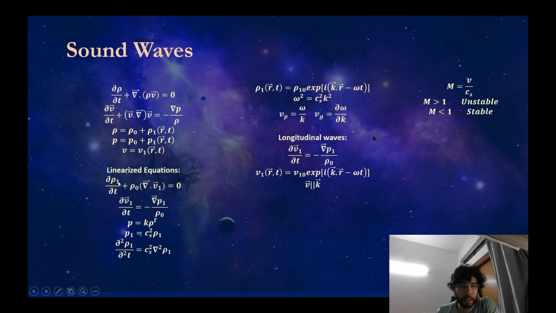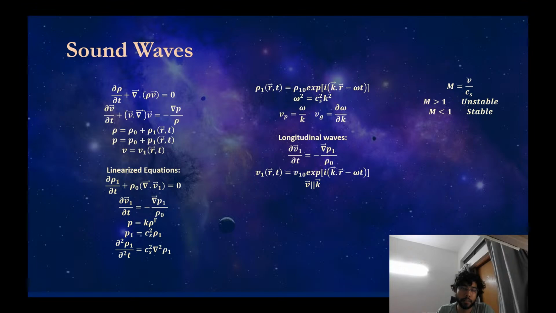Yeah. So using this and using these two equations, if you just take another del t of this equation, we'll get del square rho 1 del t square plus rho naught del dot del v1 del t, and if you replace del v1 del t with this, you'll get this equation: del square rho 1 del square t equals c square del square rho 1. If you look at this equation, this is basically a wave equation, right?